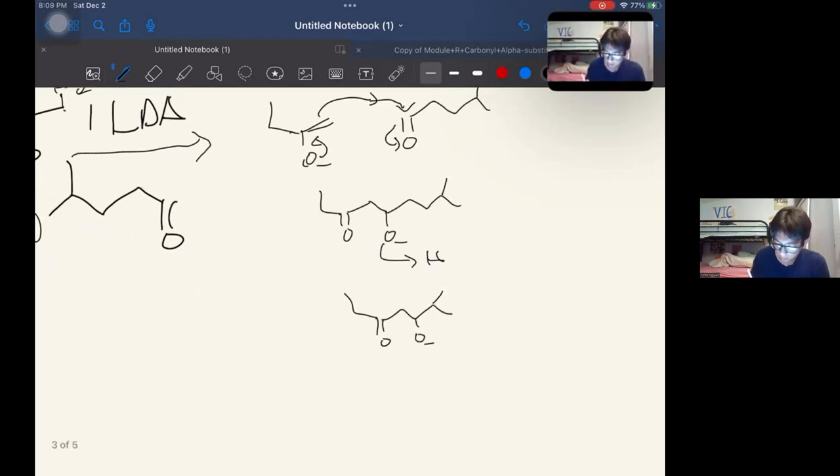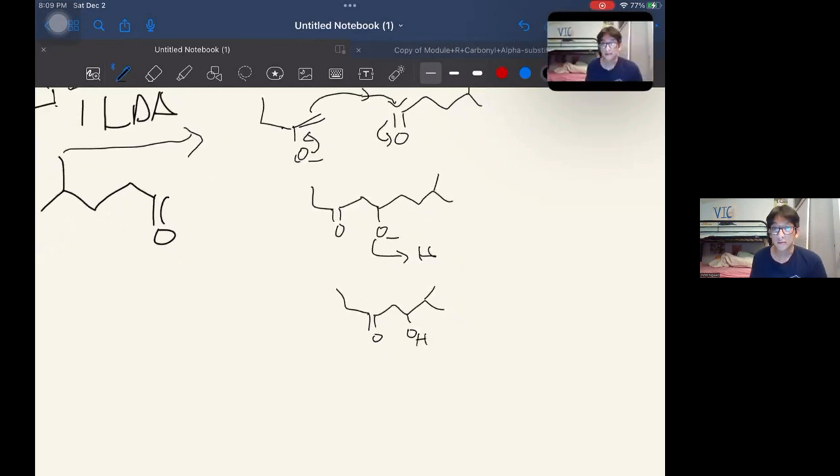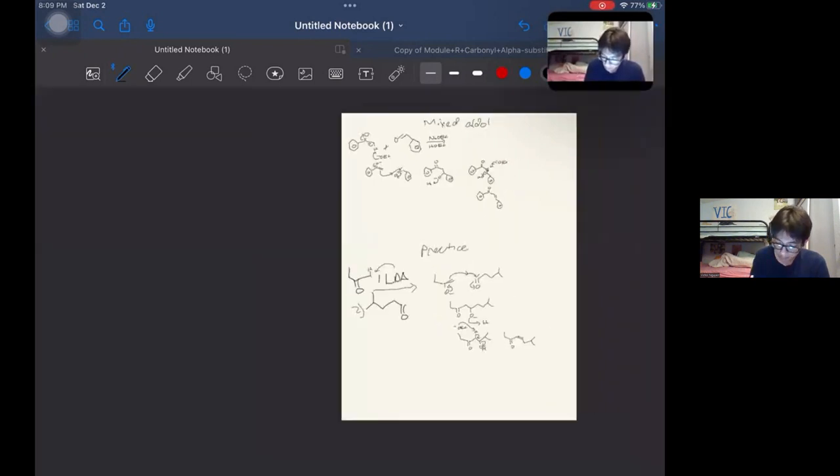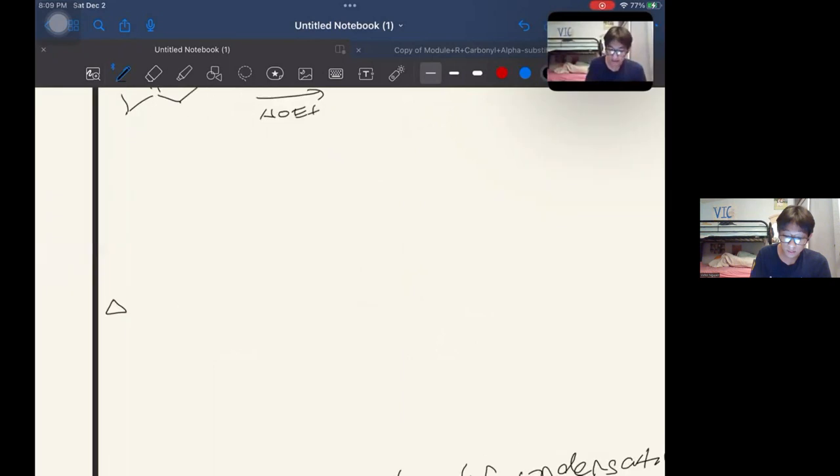And what would it look like if it reacted with heat as well? The H here would be pulled off by an OEt minus, and the double bond gets formed due to the electrons collapsing down, which forces the OH to leave. Now let's do some more practice.